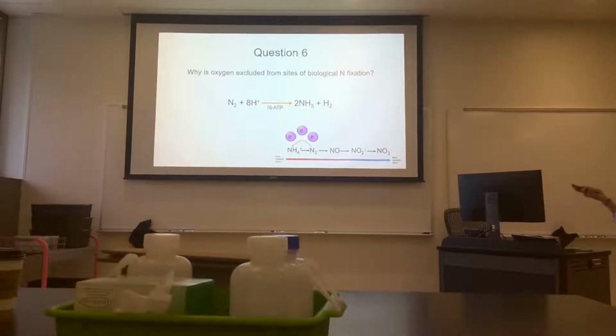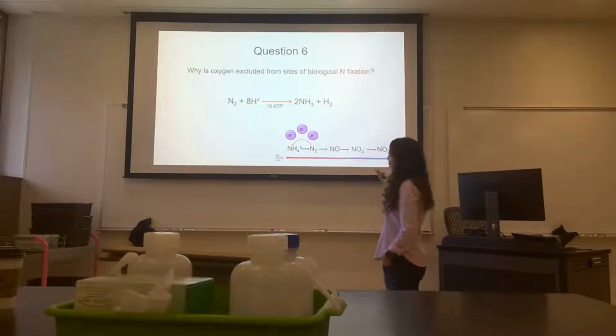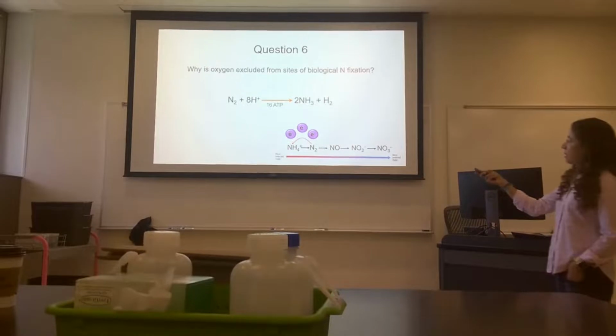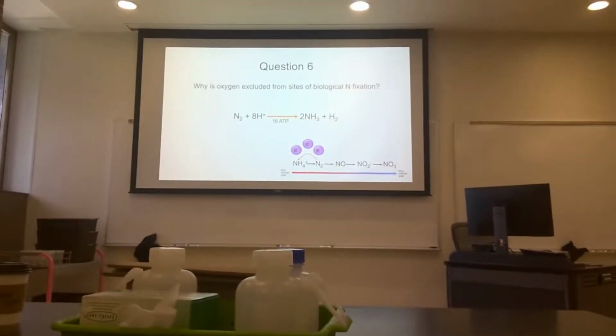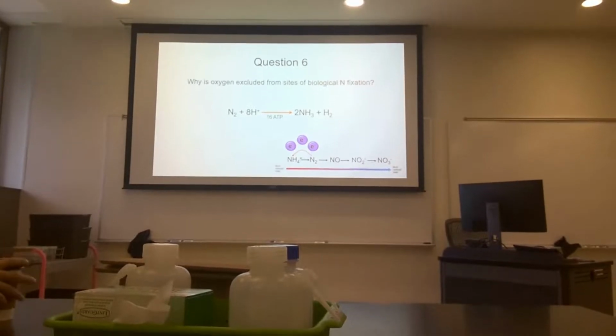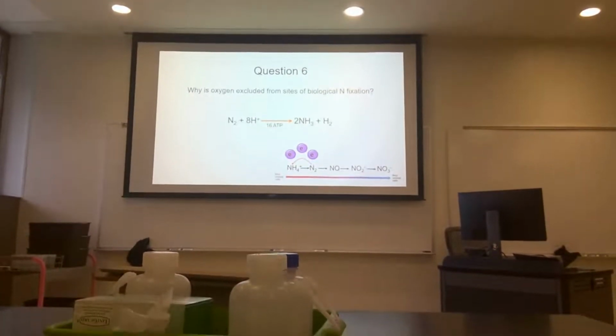So if you look at this summary of the equation for fixing atmospheric nitrogen into ammonia, there's a lot of ATP involved. There's a lot of energy basically needed to reduce this.